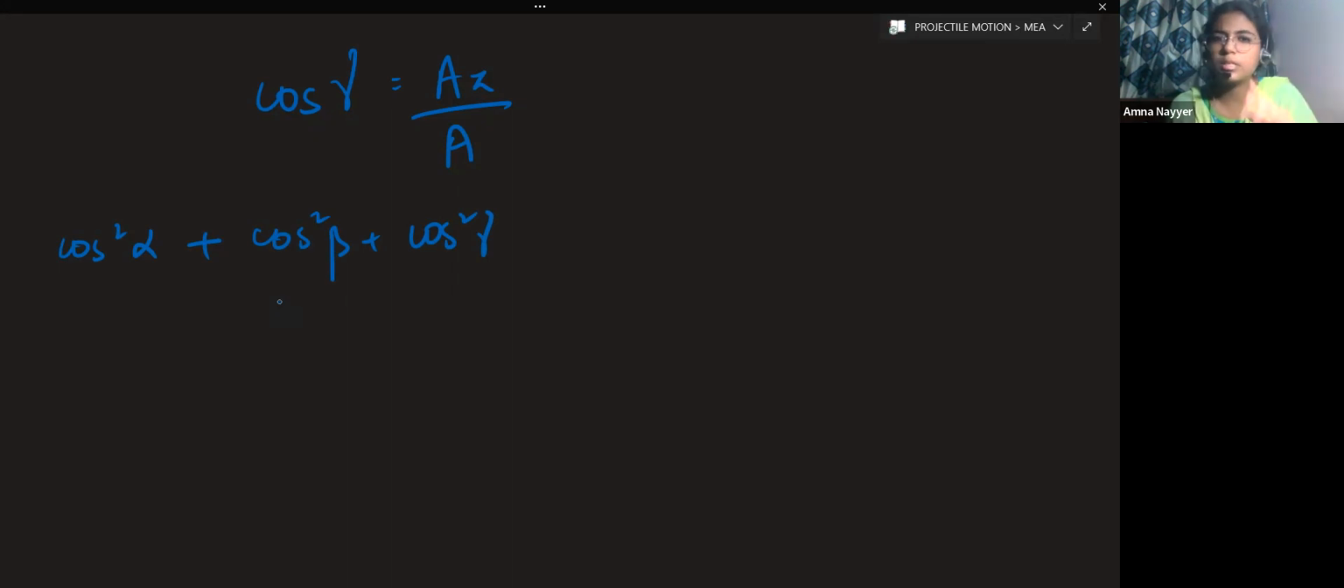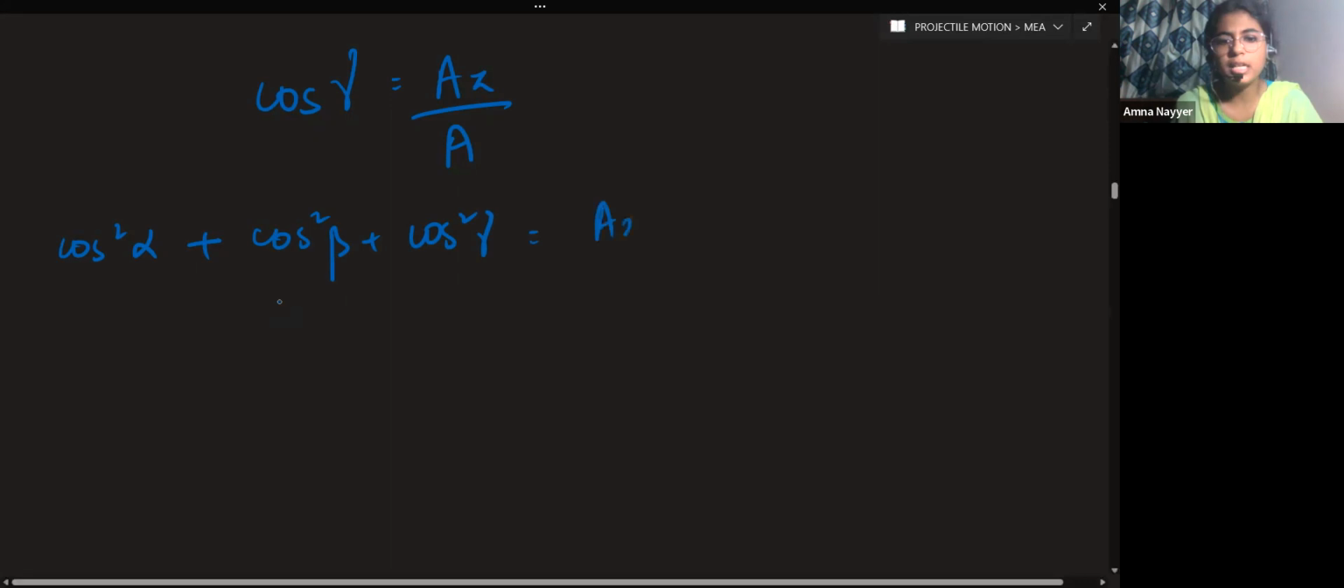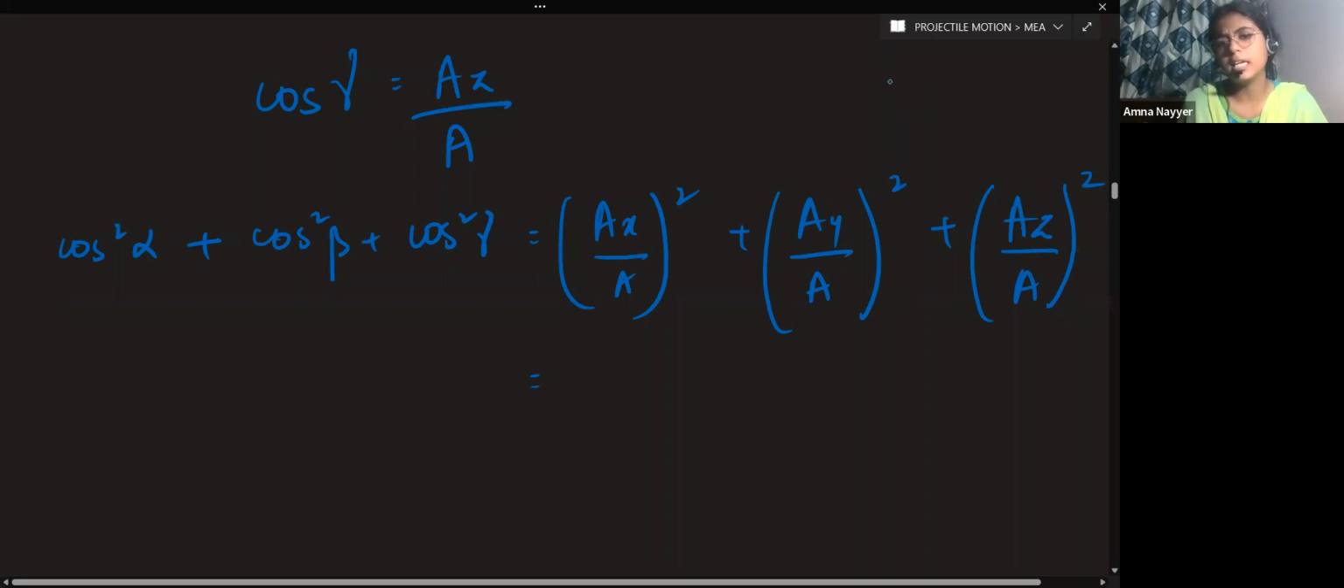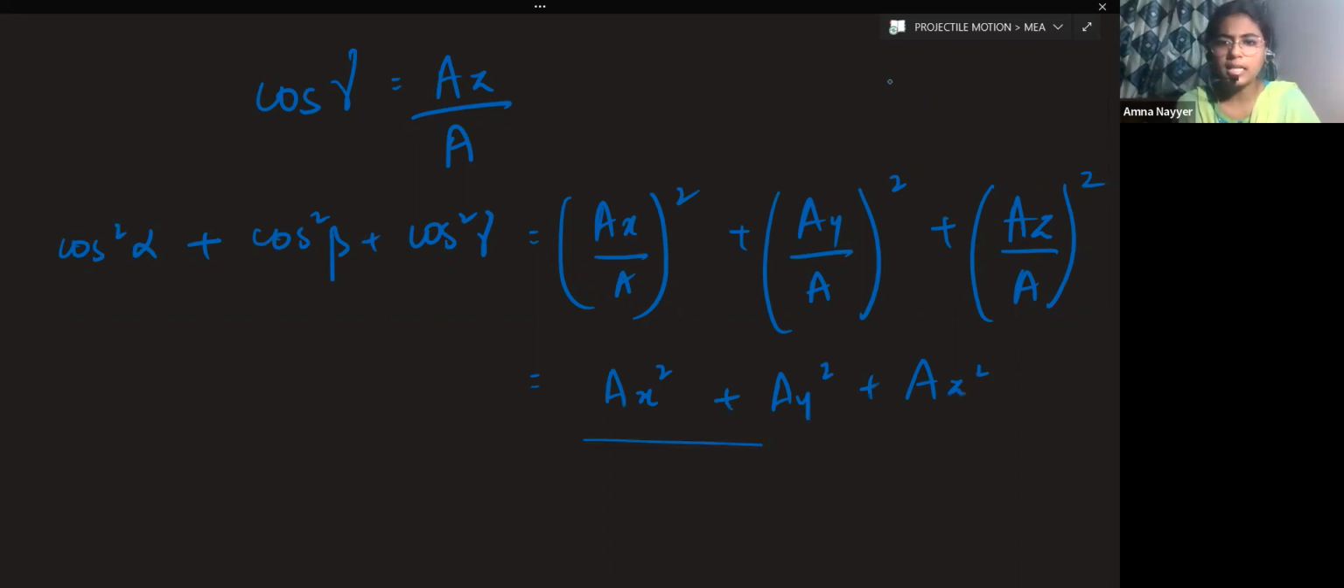Some questions always repeat. And this cos square alpha will be (ax by a) whole square plus (ay by a) whole square plus (az by a) whole square, right? Now from here, if you write ax square plus ay square plus az square together and divided by a square, there won't be any effect. I've just separated the terms.